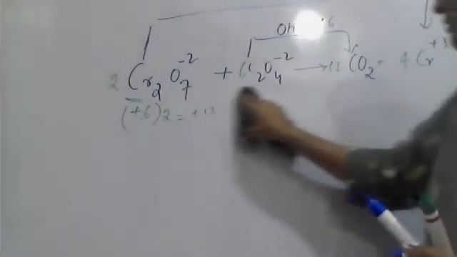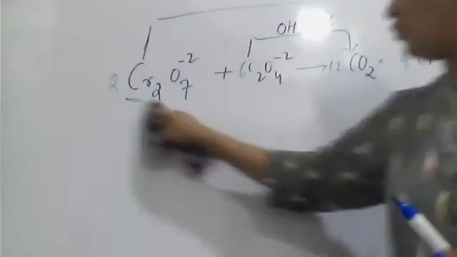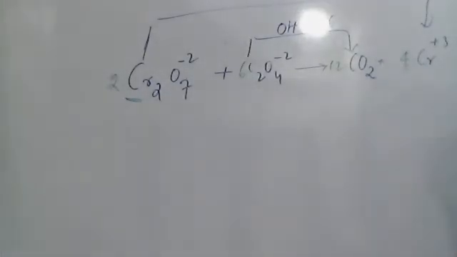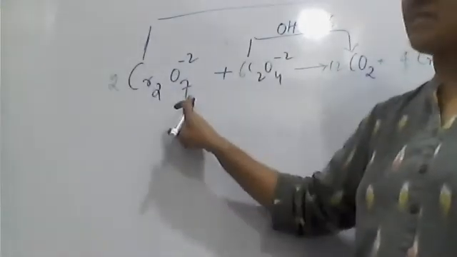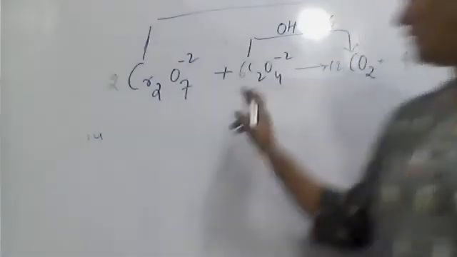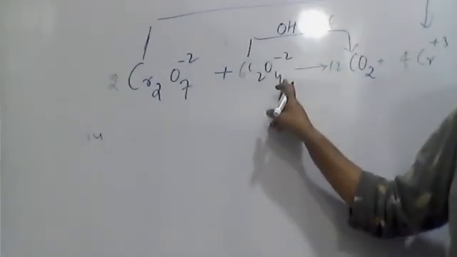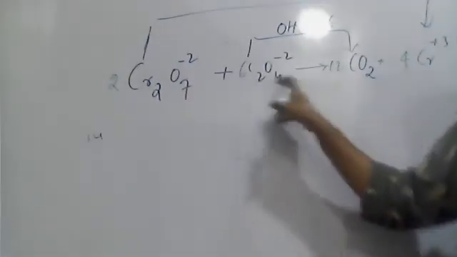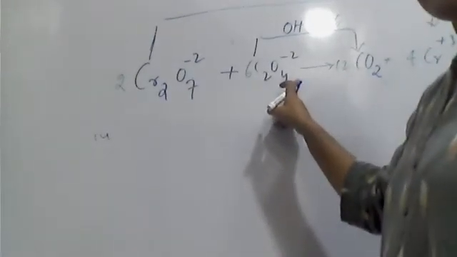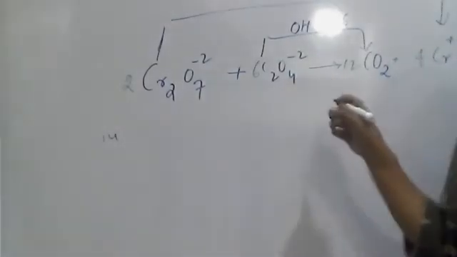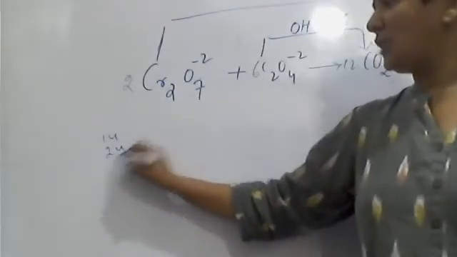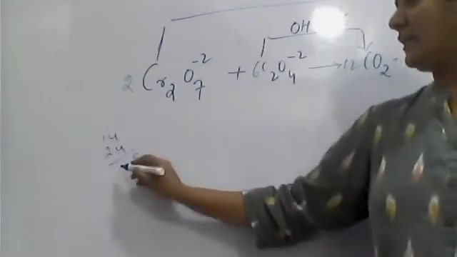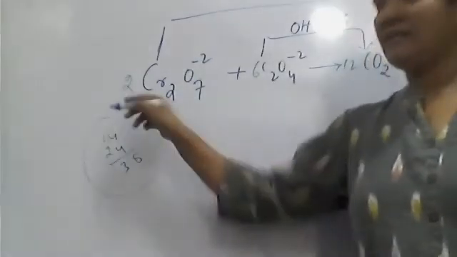Now I have to just balance the water molecules, which means hydrogens and oxygens. Now see the before reaction, how many oxygens are there? 2 7s are 14 on the left side. And here also 6 4s are how many? 6 4s are 24. So total is 14 plus 24, 38. So on the left side, 38 oxygens.